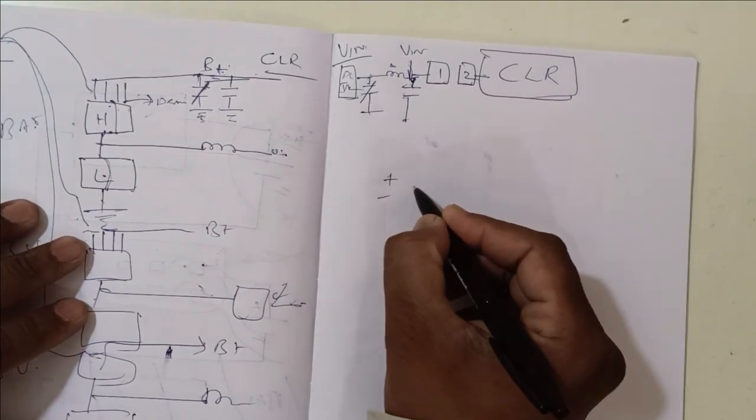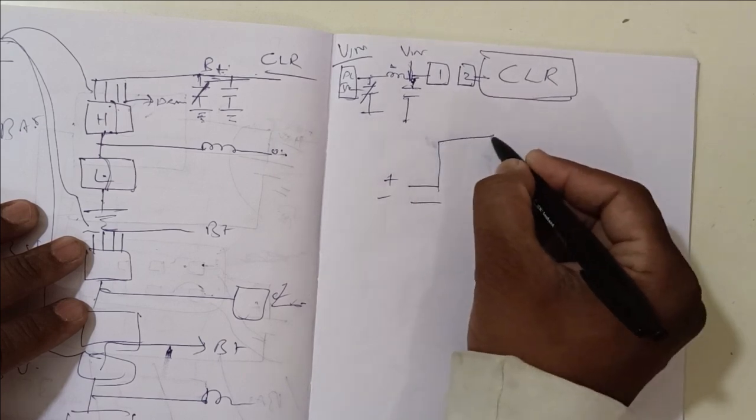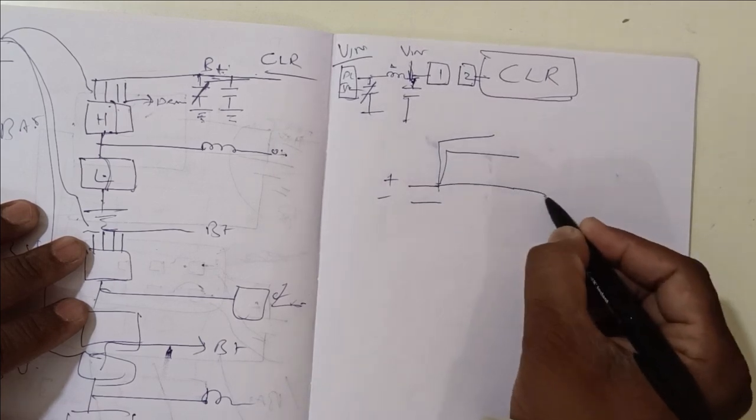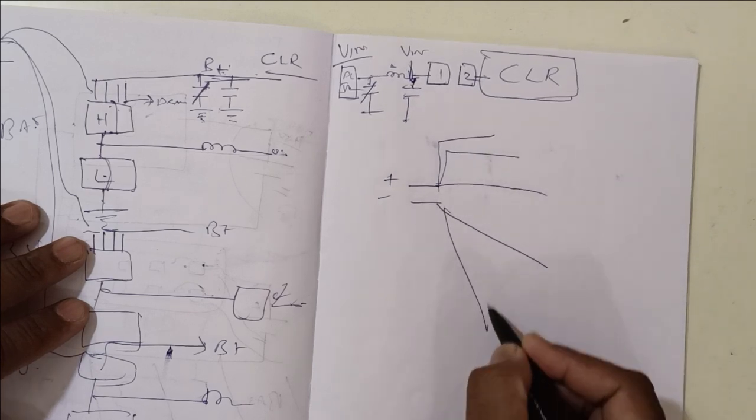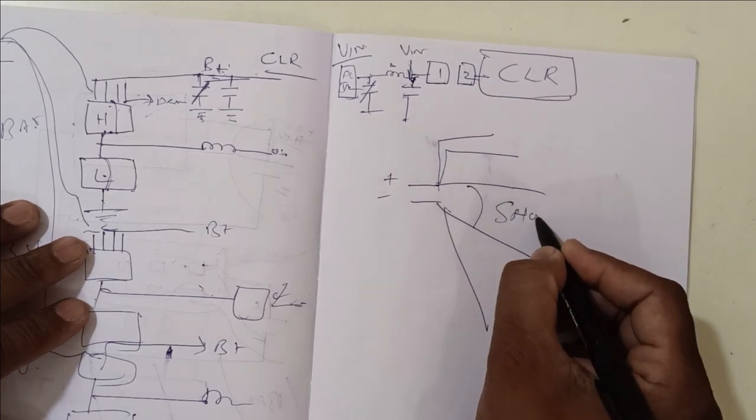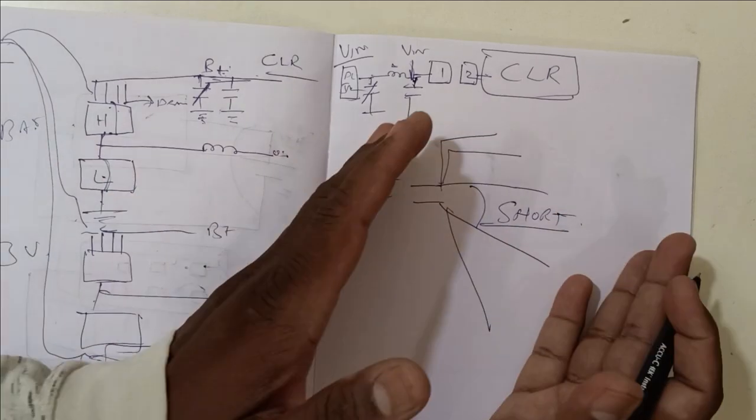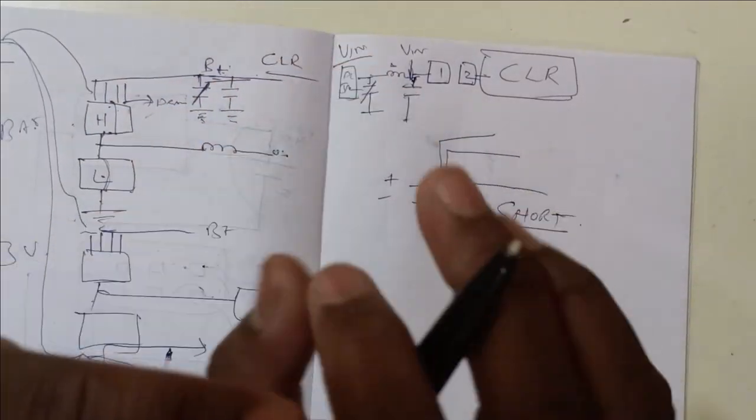The total nearby coil also. Whatever plus and minus are given, parallelly all connections will show short. Got my point, right? Yes, I got it. So short means short.